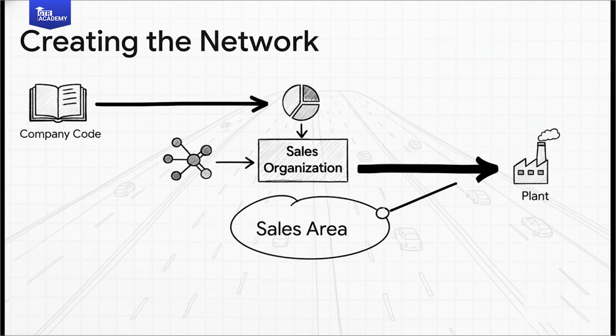First, we link the sales org to the company code. Got to connect it to the money, right? Then, we attach the channel and the division to that sales org. That whole bundle, SAP calls that a sales area. But here's the final, and I mean crucial link. We assign that whole sales structure to the actual physical plant. And just like that, our factory isn't just a building anymore. It has a real commercial identity in the system. Our digital highway is officially open for business.